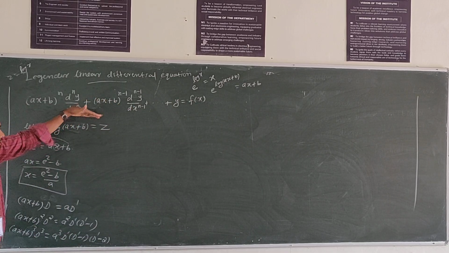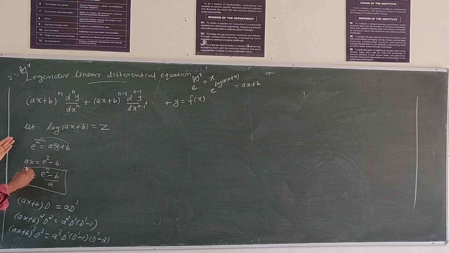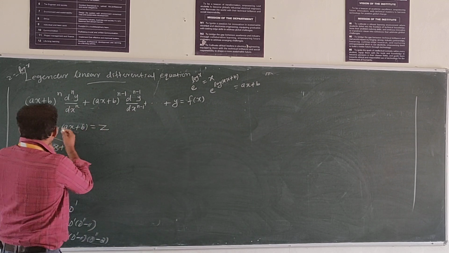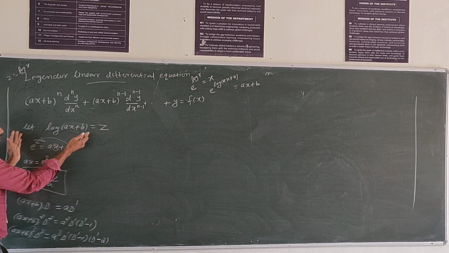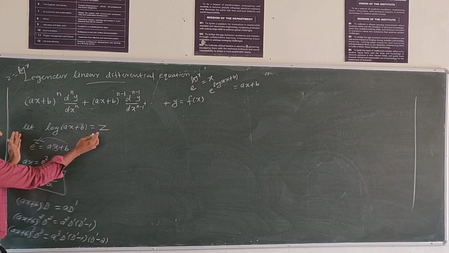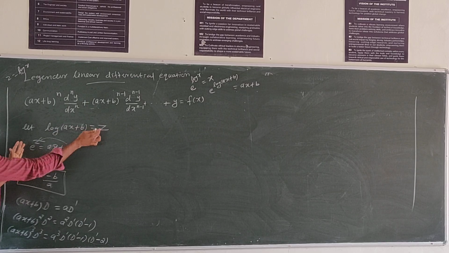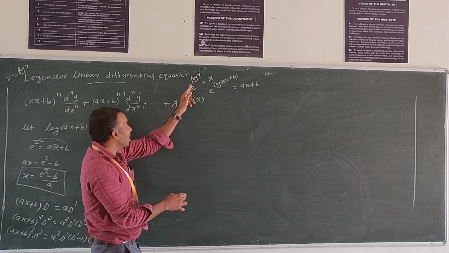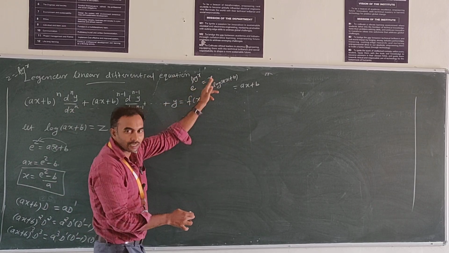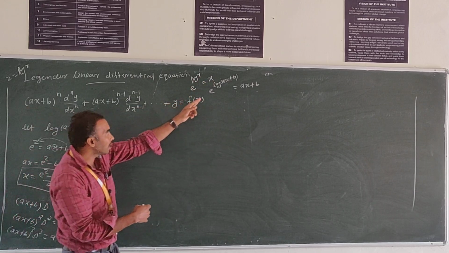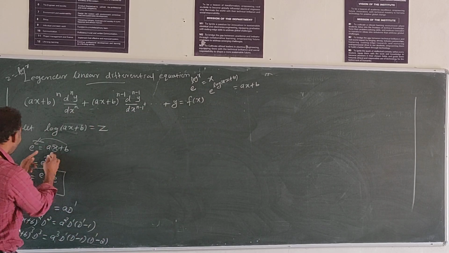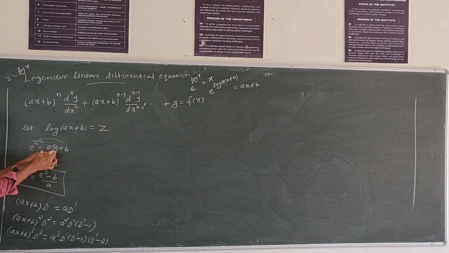If you find the differential equation in this form, we have to use the substitution method. Let log(ax+b) equal z. Raise to the power e on both sides, so e^z equals e^(log(ax+b)). e^(log x) can be written as x, so e^(log(ax+b)) can be written as ax+b. From that you have to find the x value.